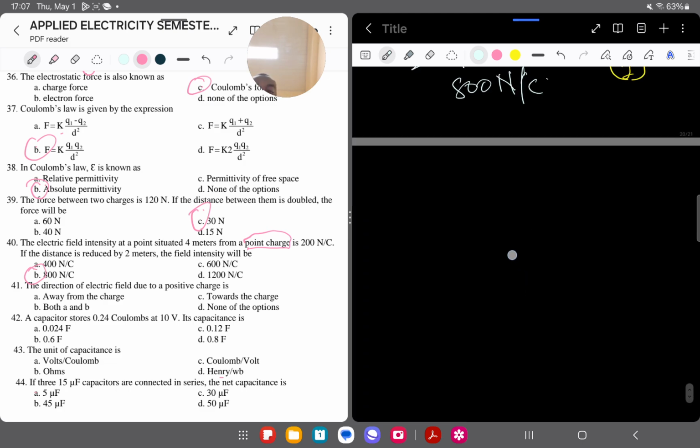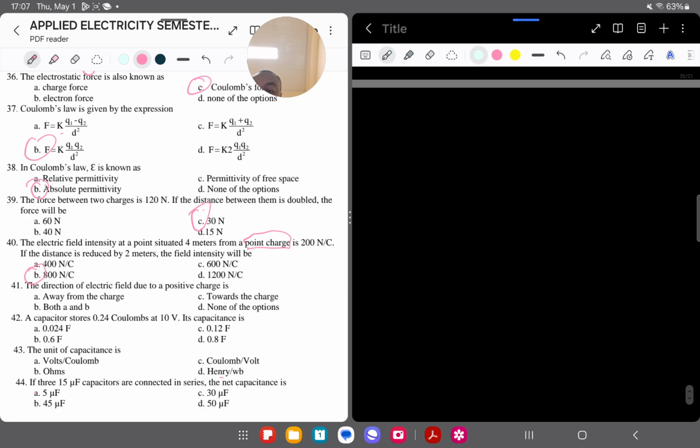So we have B. Now we go to question 41. The direction of electric field due to a positive charge is. So the direction of electric field when you have a charge, for example, a positive charge, the electric flux tends to diverge from the charge, the point.